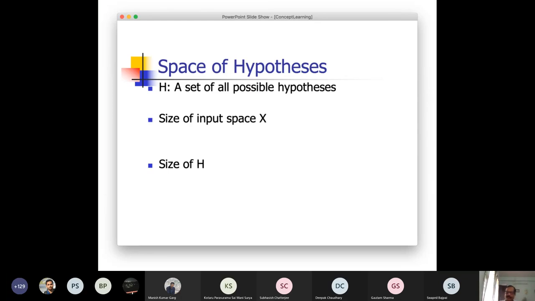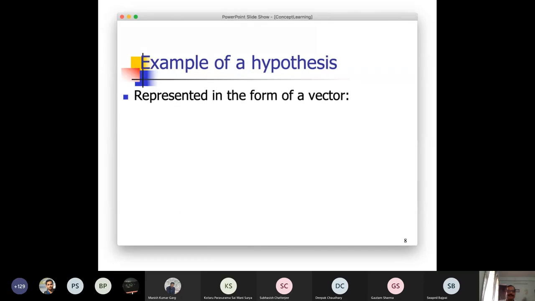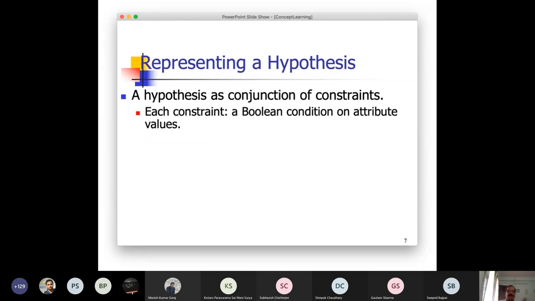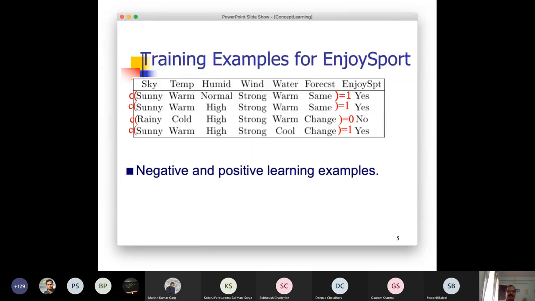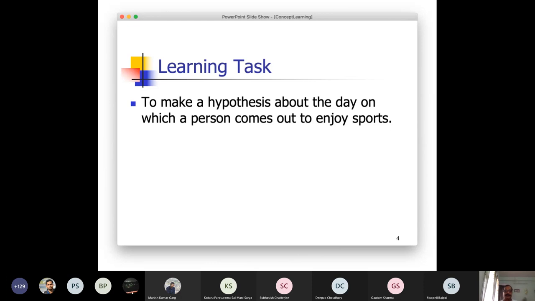So now I will ask this question: what is the size of input space and size of H? We have not really asked this in that sense. So I will go back once again to the first slide, and you should tell me these two numbers: what is the size of input space X, and what is the size of hypothesis space? Please tell me those numbers.